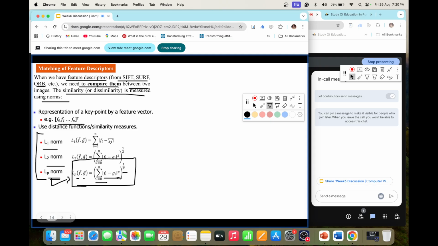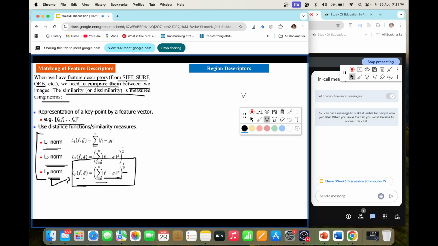L1 normalization is nothing but when p equals 1. Same formula, you just keep p equals 1 and it is called L1 normalization. Similarly, L2 normalization is when p equals 2. So that is how we do the matching of feature descriptors, or compare features from different descriptors like SIFT, SURF, etc.